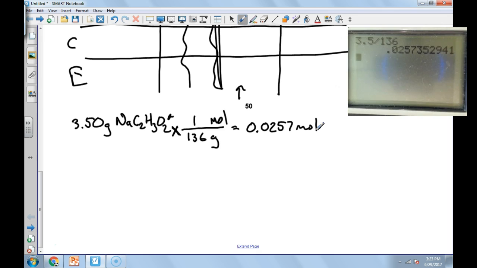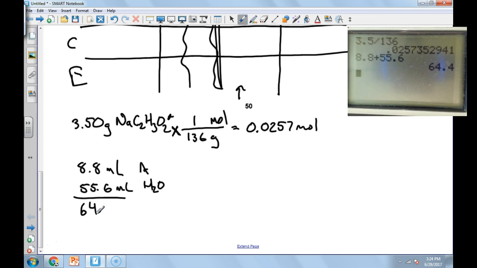That's not volume though. So for volume, remember, I think it was 8.8 milliliters of the acid, right? I'm looking it up right now. Yep, it's 8.8 milliliters of acid, and then 55.6 milliliters of water, to give a total of 8.8 plus 55.6, which gives us 64.4 milliliters of total solution.